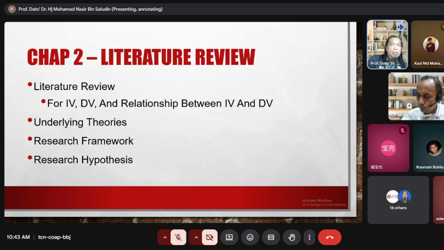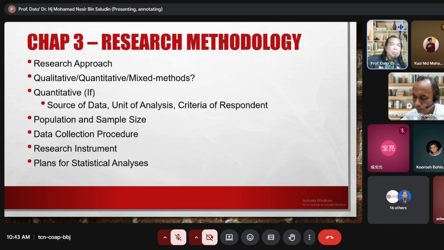And then chapter 2, literature review for IV and DV. IV is the independent variable, DV the dependent variable, and the relationship between IV and DV, underlying theory, research framework, and research hypothesis. Chapter 3, research approach: qualitative, quantitative, mixed method. If quantitative, source of data, unit of analysis, criteria of respondent.